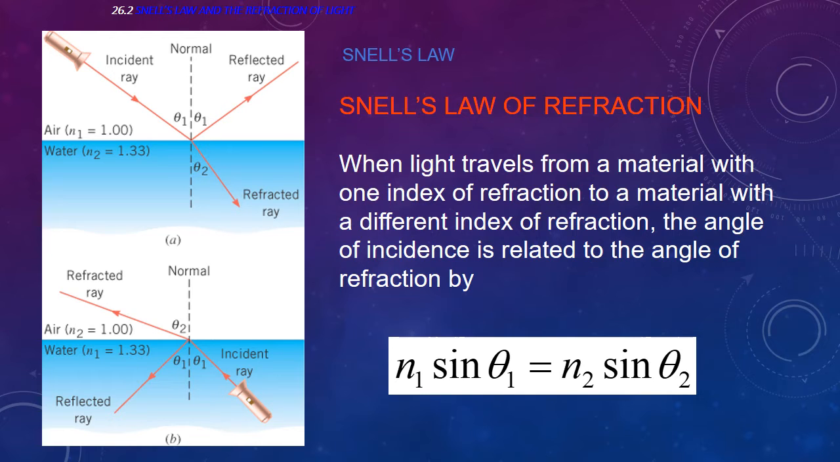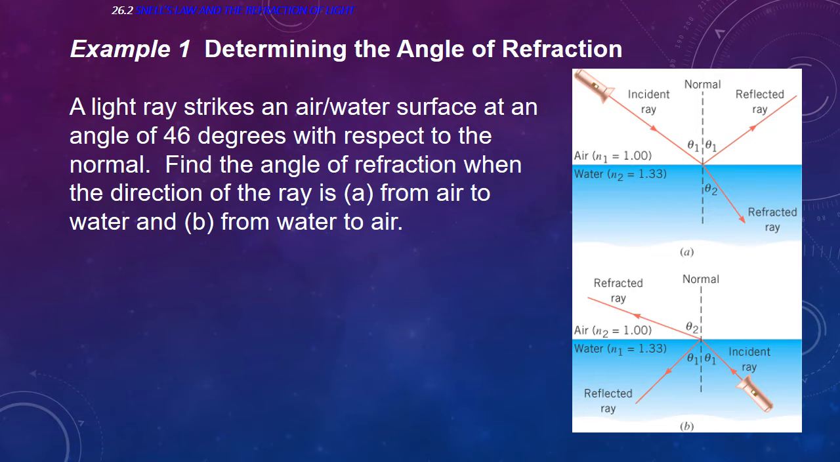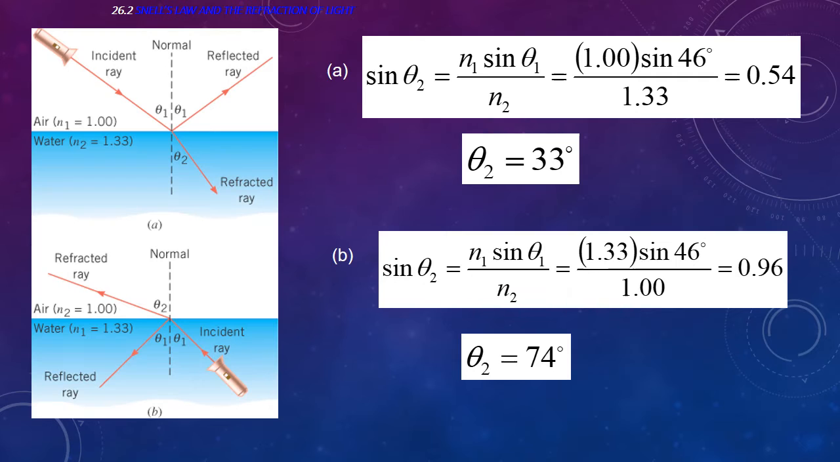Let's look at an example. A light ray strikes an air-water surface at an angle of 46 degrees. So we have two situations though. It can go from the air to the water, or it can go from the water to the air. How can I find that index of refraction? Well, we have two cases here.